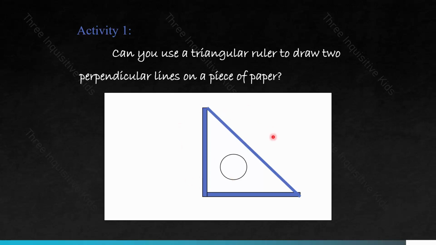Well, let's take this triangular ruler for example. It's drawn on the screen. This triangular ruler, you will always have a triangular ruler with a 90 degrees. So all you have to do is trace along the edges of that, and then you will have a 90-degree angle. Actually 4, because that's where they intersect.